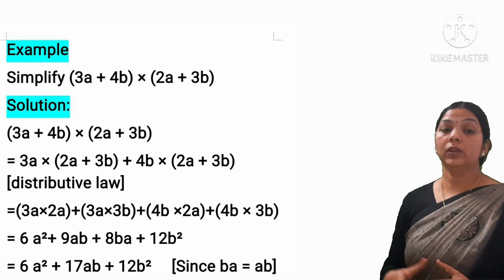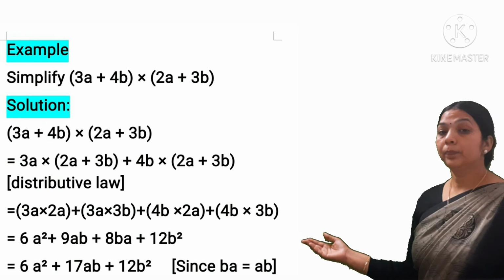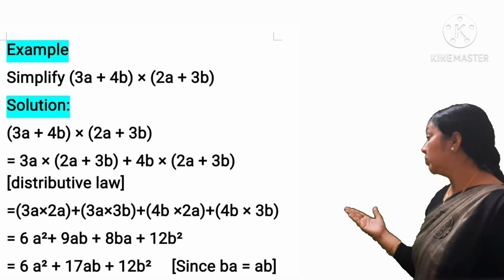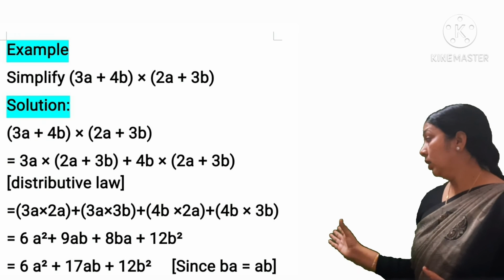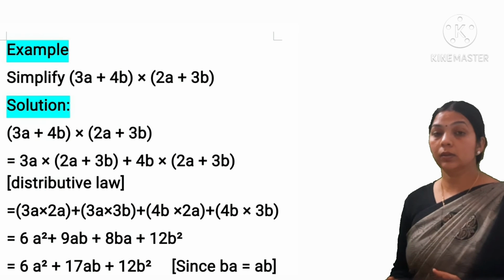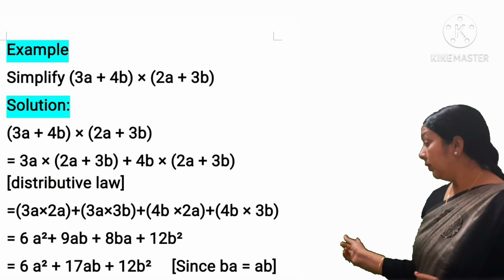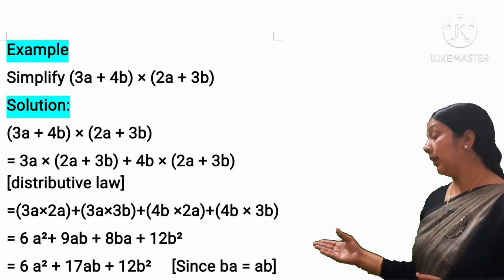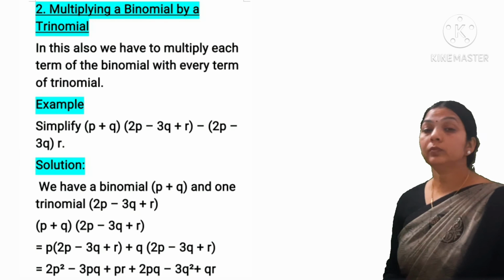Now we will solve this and get the answer, that is 6a square plus 9ab plus 8ab plus 12b square. Now 9ab and 8ab (ba) are like terms because the product of ab or ba is the same. So we will add these two terms and it would result in 6a square plus 17ab plus 12b square.